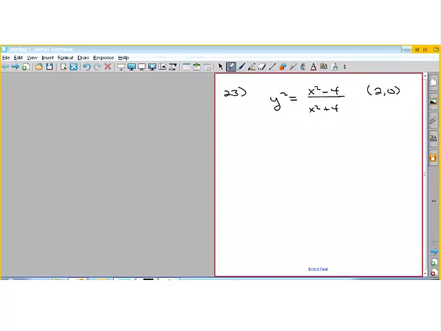Well, this one's easy. You get 2y y prime. And on the right-hand side, you have to use the quotient rule. So let's remember what that is. You take the derivative of the numerator, 2x, times the denominator, minus the derivative of the denominator, which is 2x, times the numerator, all divided by the denominator squared.